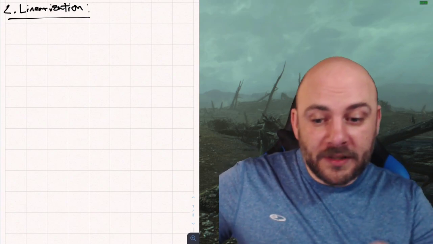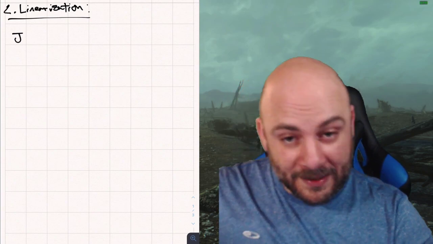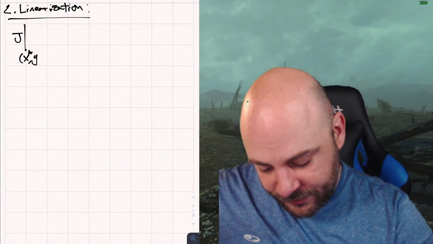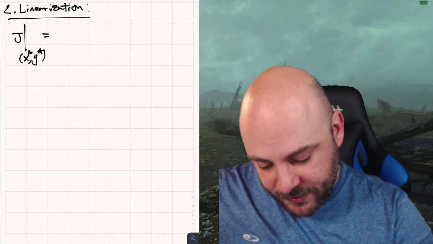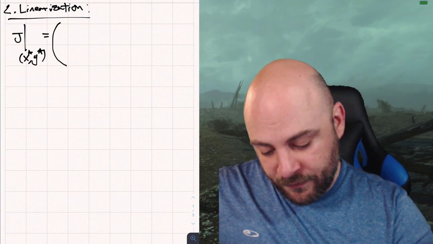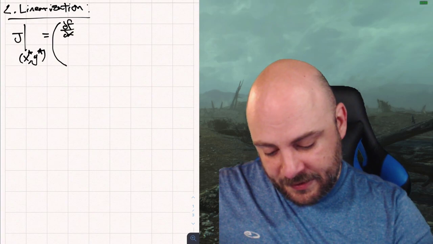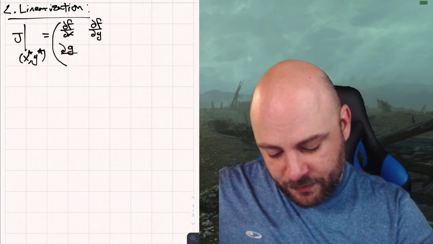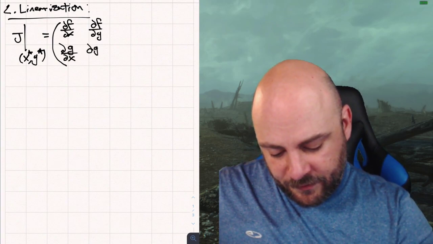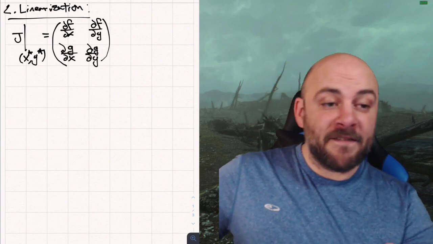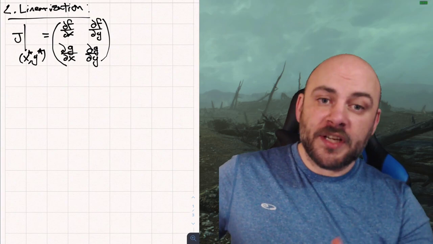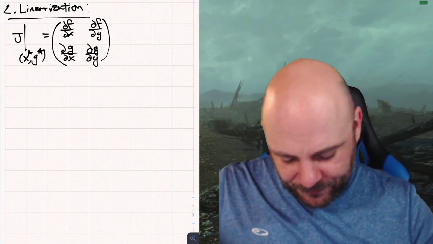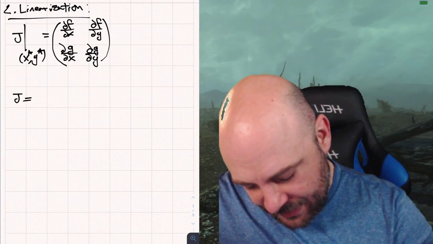All right. To do linearization, the goal is we have to find our Jacobian and then evaluate it at the equilibria x star, y star. And the Jacobian matrix, if you remember, is a 2x2 matrix of the partial derivative of f with respect to x, the partial derivative of f with respect to y, the partial derivative of g with respect to x, and the partial derivative of g with respect to y, where f is the right-hand side of my dx dt equation, and g is the right-hand side of my dy dt equation. So far, so good? So simple, right? So let's find the Jacobian matrix in general here.